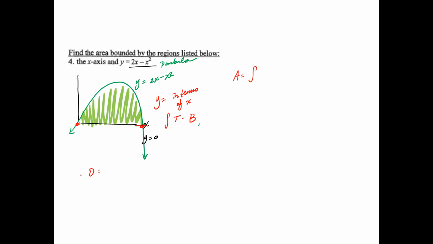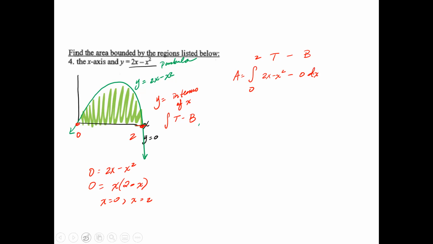So let's set it equal to each other. So y equals 0, so 0 is equal to 2x minus x squared. Factoring out the x, I have x times 2 minus x. So x equals 0, and then x equals 2. So 0 and 2. Top minus bottom. The top here is 2x minus x squared minus the bottom, which is 0, dx.